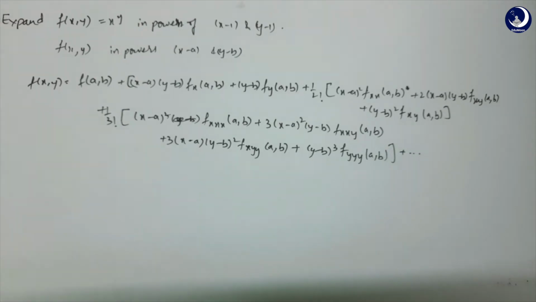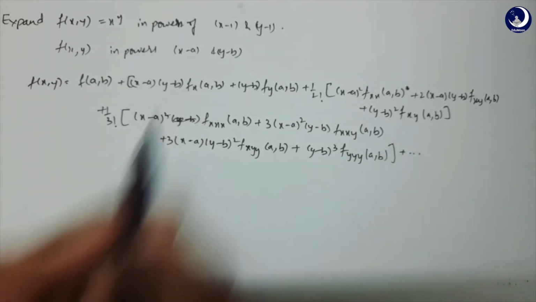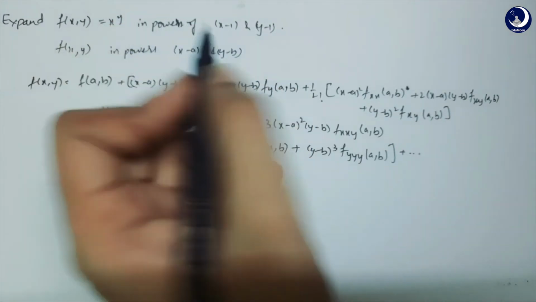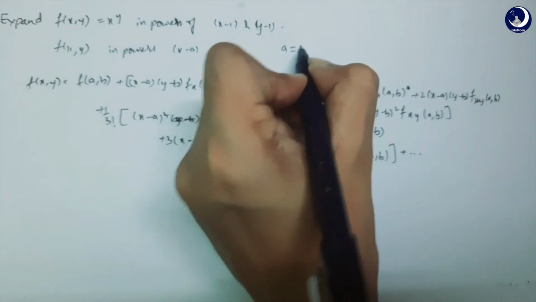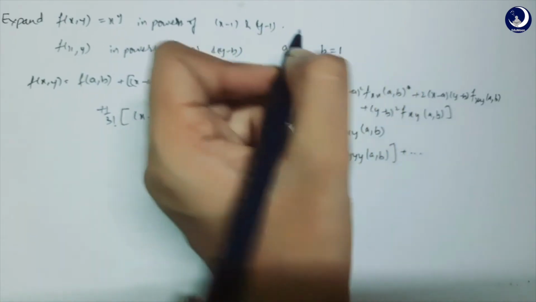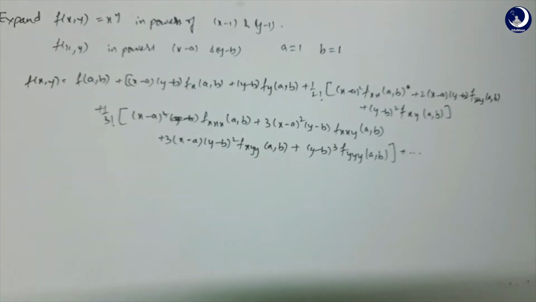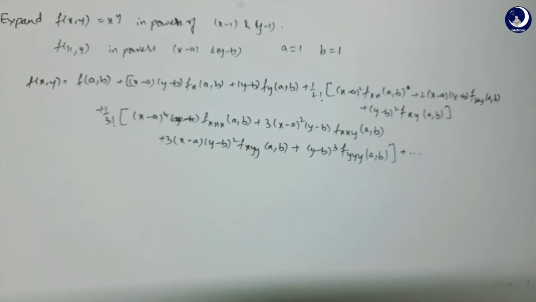Now comparing this to our given problem, x minus a and x minus 1, y minus b and y minus 1, so that would mean a equals 1 and b equals 1. They usually specify up to how many degrees we're supposed to do it in another question, but if they don't, it's better to do till the third degree. So we're expanding up to the third degree here.